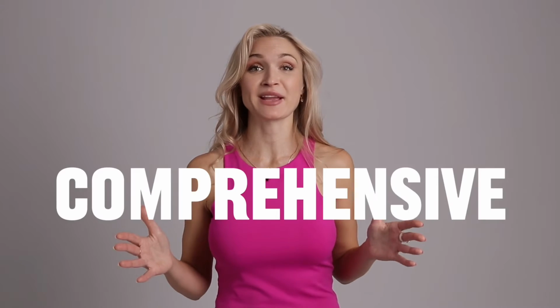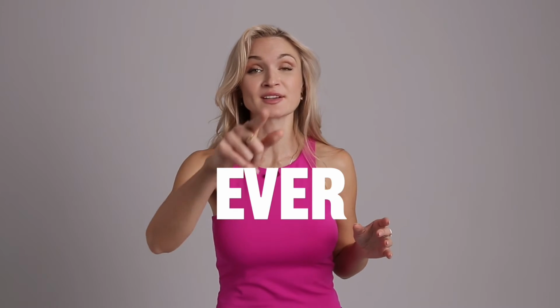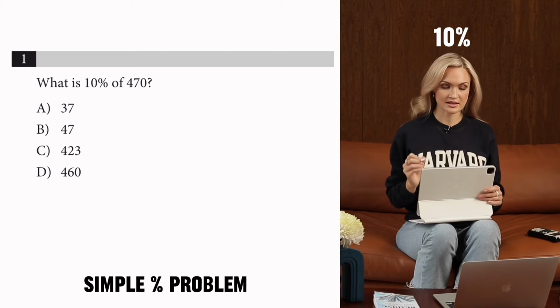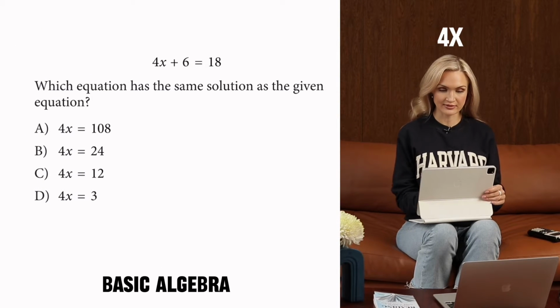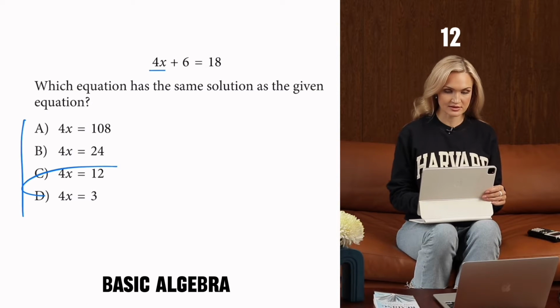This is the most comprehensive SAT tutorial you will ever find online. So the first question is just 10% of 470, which is 47. So here looks like 4x is isolated, so all I need to do is subtract 6, which is 12.